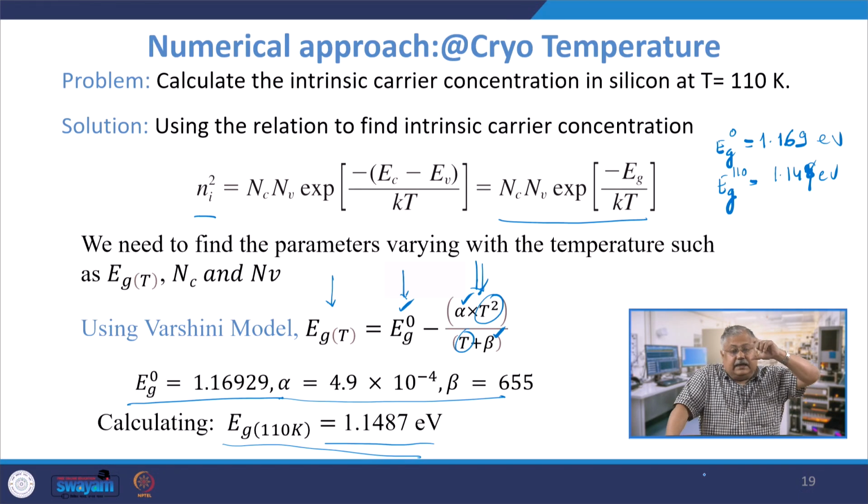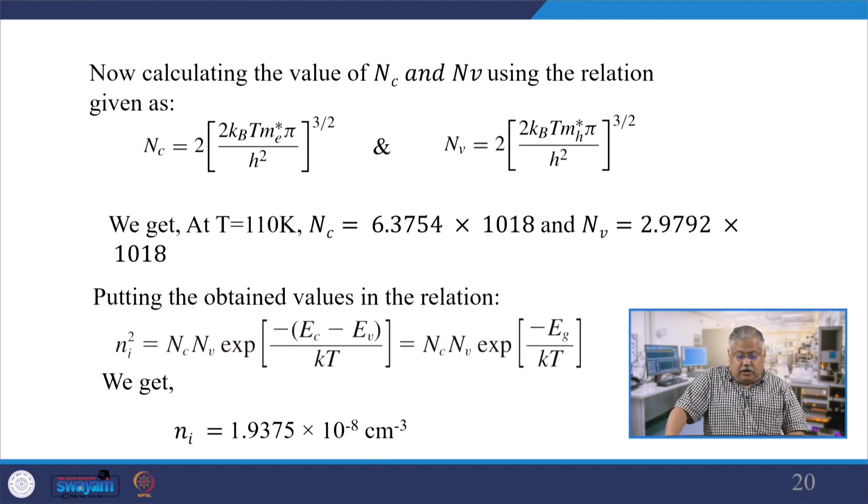So there's a decrease or decrement in the value of your band gap, right. So just plug the value of Eg into that expression and you can get the value of Ni square. Now how to calculate NcNv? NcNv is quite a complicated equation, you can get it from your standard books available to you.